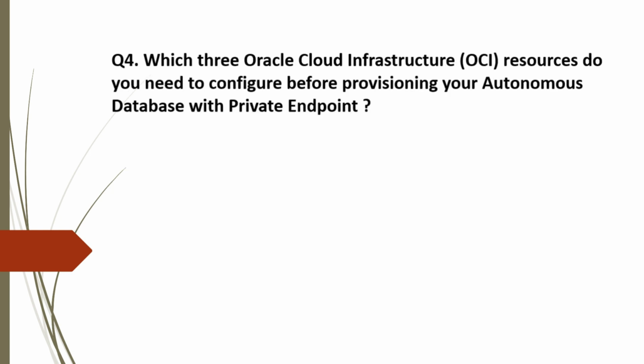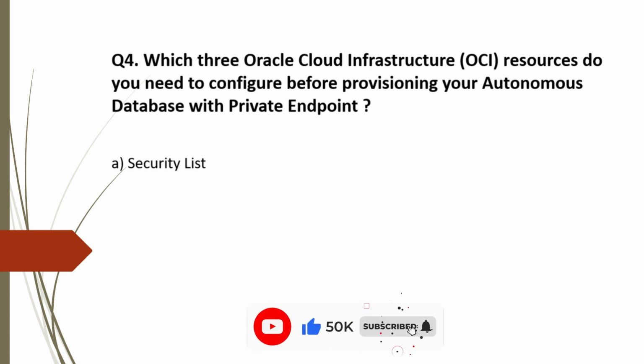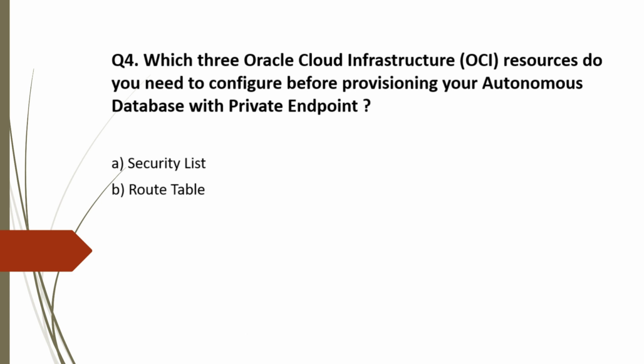Question 4. Which 3 Oracle Cloud Infrastructure resources do you need to configure before provisioning your autonomous database with private endpoint? And the options are A, security list, B, route table, C, subnet, D, VCN, and E, network security group. Let's see what are the prerequisites for autonomous database to connect to private subnet.